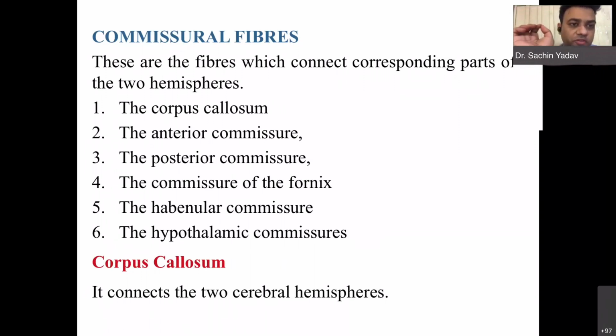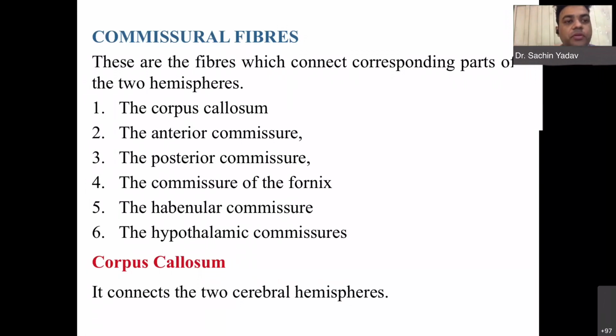The commissure of the fornix: the fornix is part of the limbic system. The hypothalamic commissure, obviously, connects the hypothalamus of the two sides. Now the corpus callosum we will see. We have already seen the corpus callosum present on the medial surface, or the medial aspect, of the cerebral hemisphere.